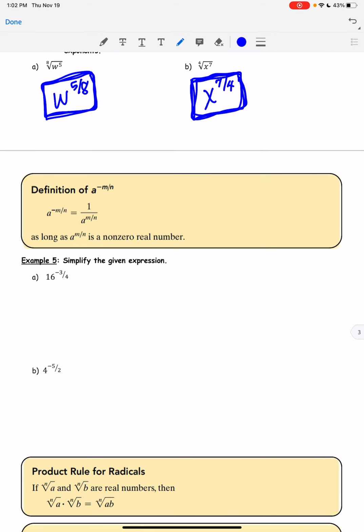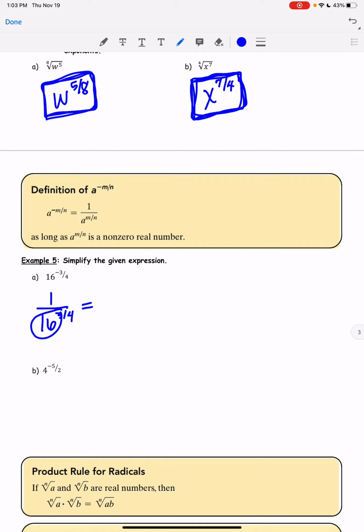And then we have the definition of a to the negative m over nth power. We treat this like normal. When it's negative in the top, move it to the bottom, and then it becomes positive. So 16 to the negative 3/4, to turn that exponent positive, we'll put that 1 over 16 to the 3/4. And now we can work.